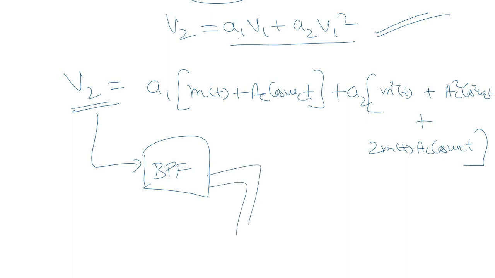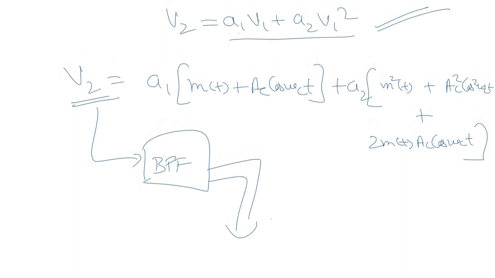Now let us analyze the output. Okay, now let us analyze this V2 signal component wise. There are several terms present in this signal. Now let us analyze term by term and the effect of that term when it gets passed through the band pass filter. The first term will be A1 into MT.